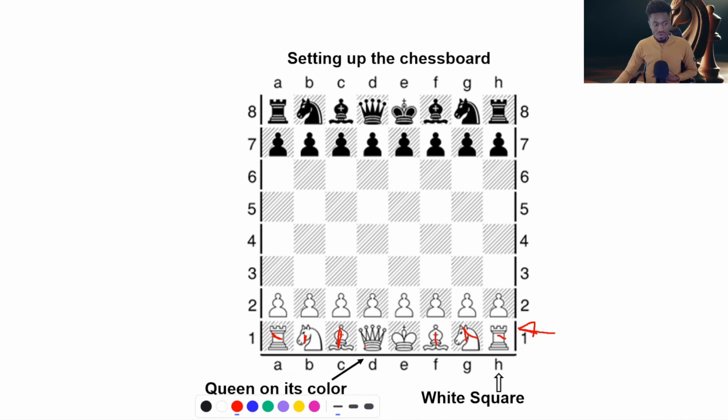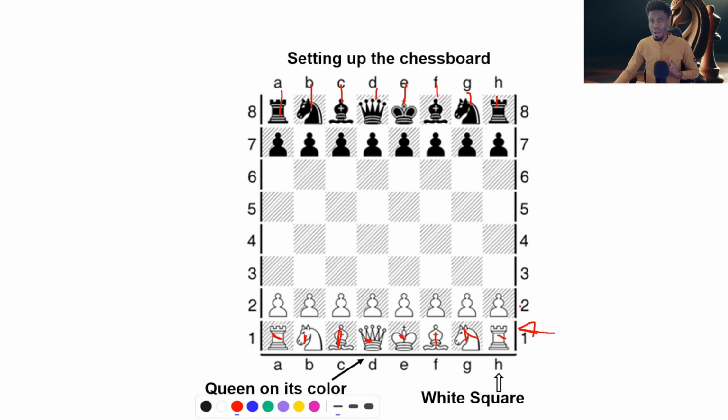And the king goes right next to the king. Notice what happened here with the black pieces. Same thing: rooks first, then the knights, then the bishops, okay? And then in the middle squares, the queen is black, so the queen goes on the black square. And then we put the king next to the queen.